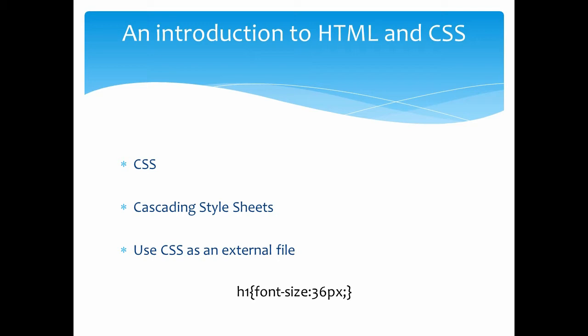So if we're going to modify that header 1 tag, we have header 1, squiggly bracket, font size 36 pixels, squiggly bracket. Now, just like the opening and closing tags, in CSS you have to have a beginning squiggly bracket and an ending squiggly bracket. And after each piece of code, like the font size 36 pixels, you want to have that semicolon. And in between the piece of code and the value, so the piece of code being font size and then the value being 36, you also have to have that colon.